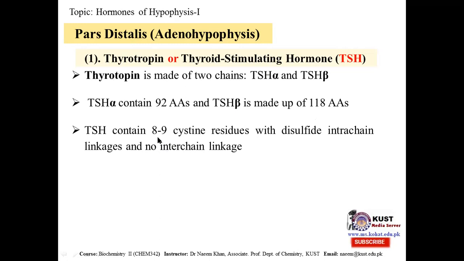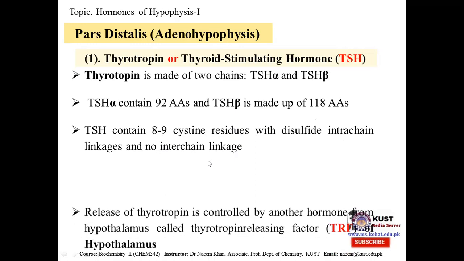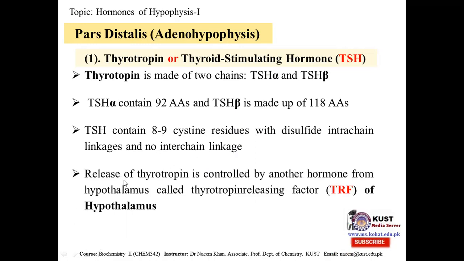They contain 8 to 9 cysteine residues with disulfide intra-chain linkages and no interchain linkages. Actually, the disulfide bonds are within the chain, not among the chains. So the 8 to 9 cysteine residues are there, but they make linkages with the cysteine of their own chain. Release of thyrotropin is controlled by another hormone from the hypothalamus, which is called thyrotropin releasing factor, TRF.